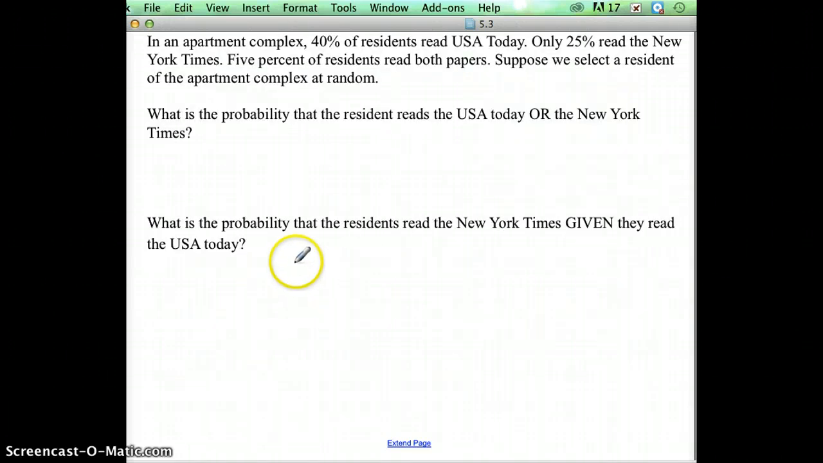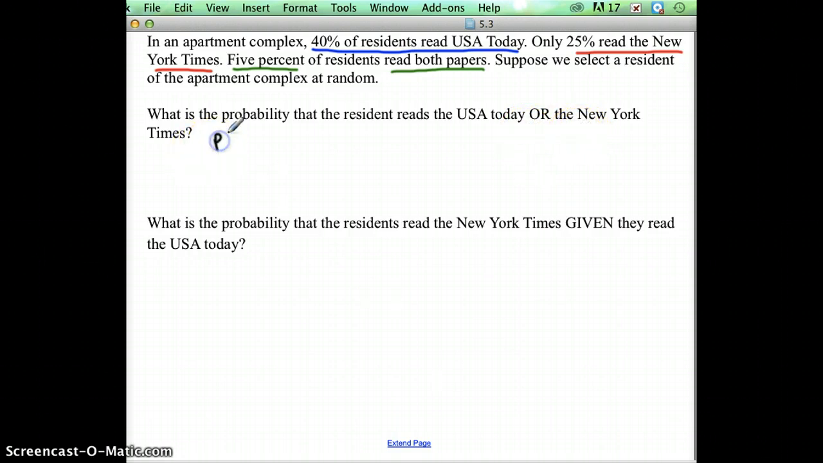Okay, so now we're going to do an example. In an apartment complex, 40% of the residents read USA Today, 25% read the New York Times, and 5% read both. Remember, we did a problem like this already, but now this is going to be a little bit different. Okay, what's the probability that the resident reads USA Today or New York Times?